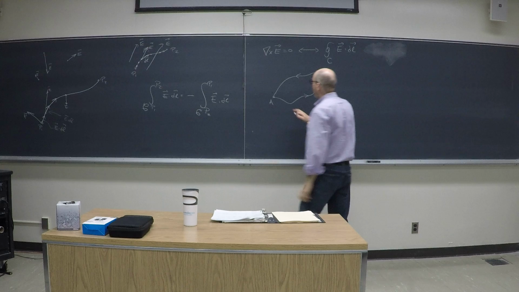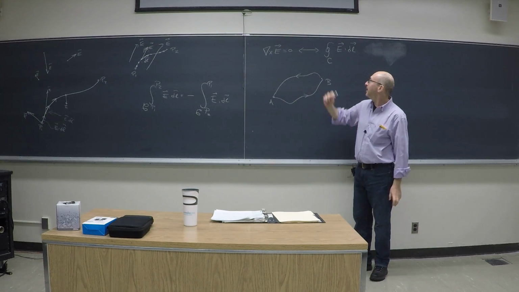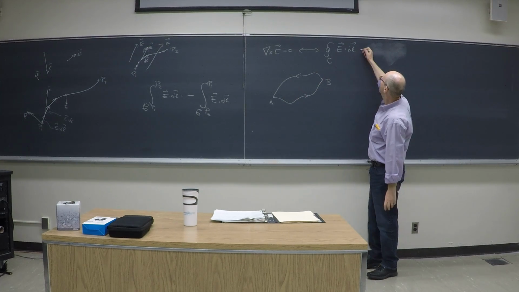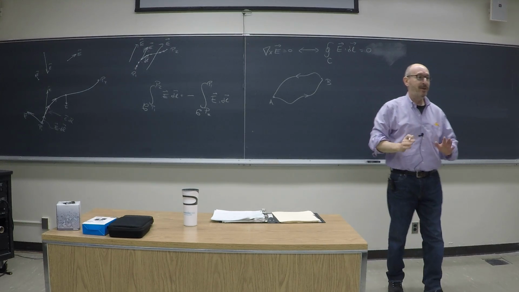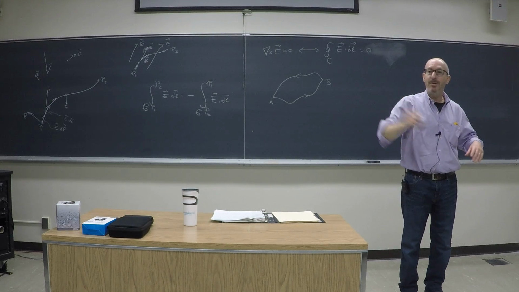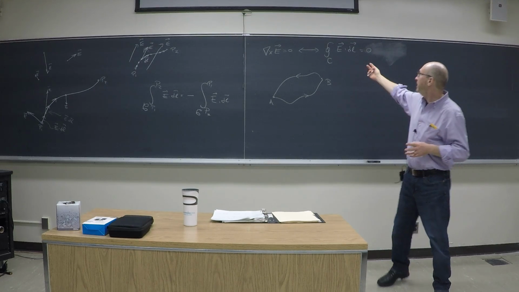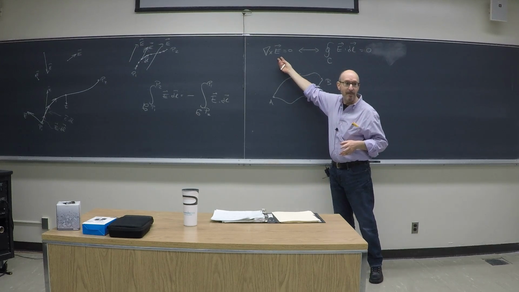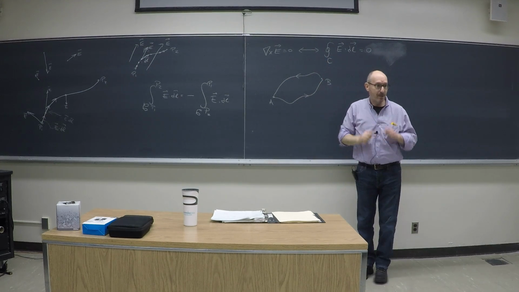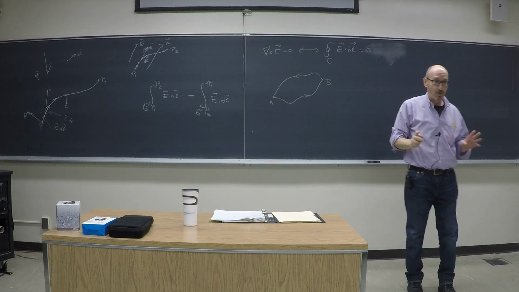So one statement is that this integral is equal to 0 for any curve whatsoever in space. So I take any curve, whatever, I draw it, and that is true because of Stokes' theorem. So this implies immediately that that integral has to be 0 for all curves. So far, so good, right?